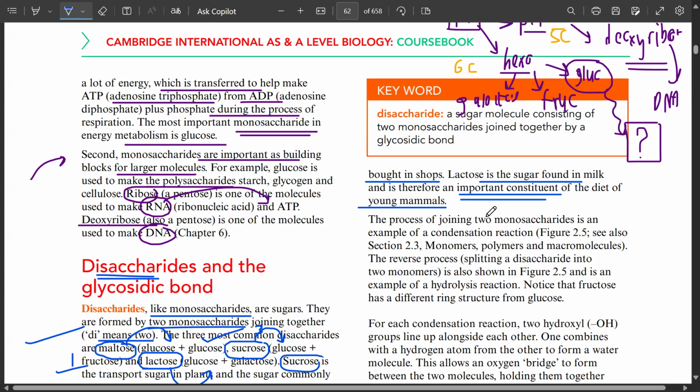The process of joining two monosaccharides is an example of a condensation reaction. Monomers, polymers, and macromolecules, or what will the reverse process be? Splitting a disaccharide into two monomers.